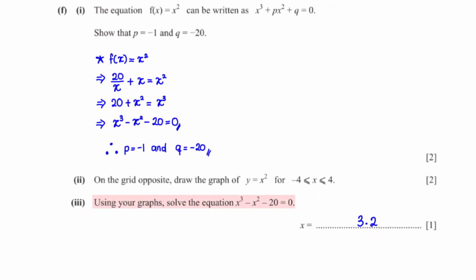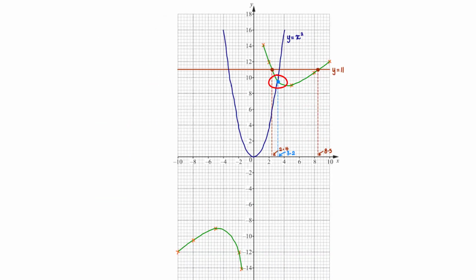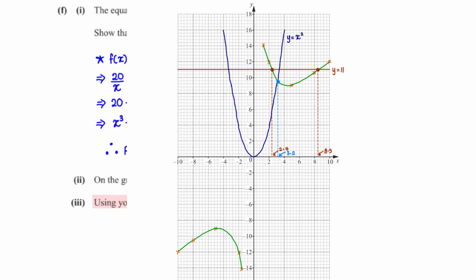Using your graphs, solve the equation x cubed minus x squared minus 20 equals 0. Remember that we arrived at this equation by equating f of x to x squared. This means to solve this equation, all we need to do is find the x coordinates of the intersection points of the two graphs. On the grid, there is only one intersection point between f of x and x squared. When we read the x coordinate of this point, we get 3.2.